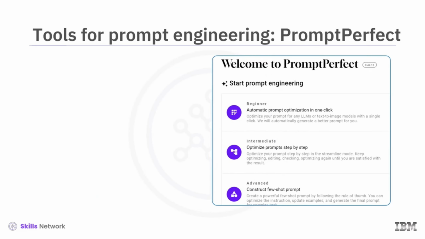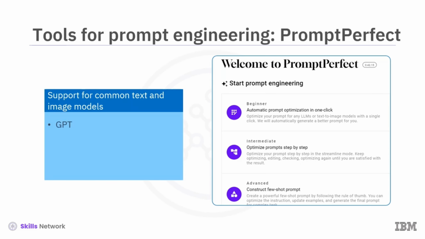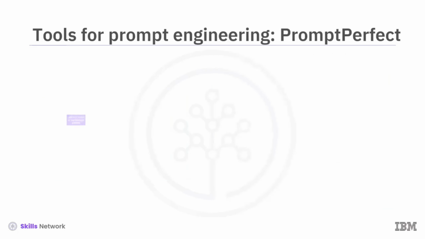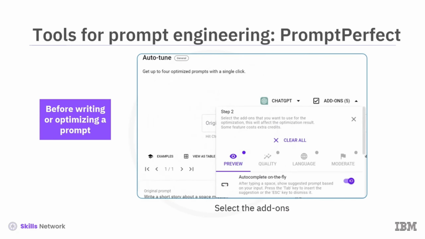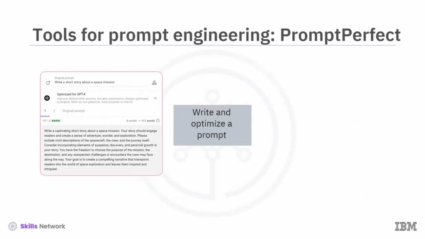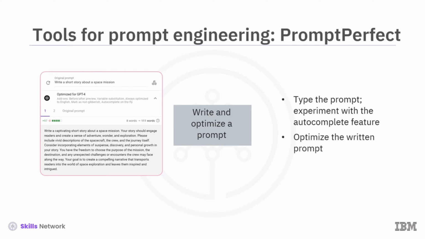Another tool for effective prompt engineering is Prompt Perfect, which can be used to optimize prompts for different LLMs or text-to-image models. It supports common text models such as GPT, Claude, Stable LM, and Llama, and image models such as DALL-E and Stable Diffusion. For writing or optimizing a prompt, you first need to select the relevant model for which you want to optimize the prompt. Different models have different optimizing strategies. You can also select the add-ons related to preview, quality, language, and moderation. When you write a prompt, you can experiment with the autocomplete feature that provides suggestions as you type. You can further optimize the written prompt. Here, you can see an example that reveals the original prompt written by a user and the corresponding optimized prompt generated by Prompt Perfect.